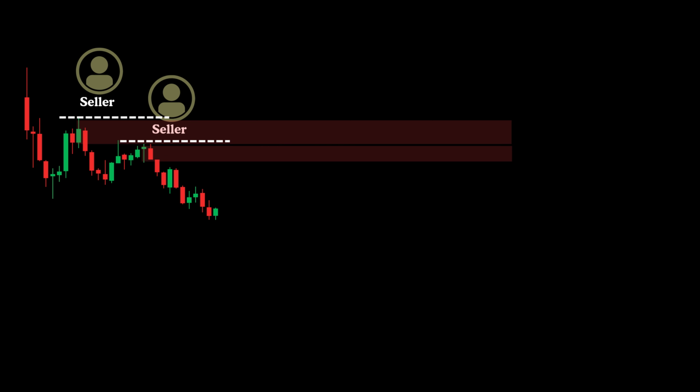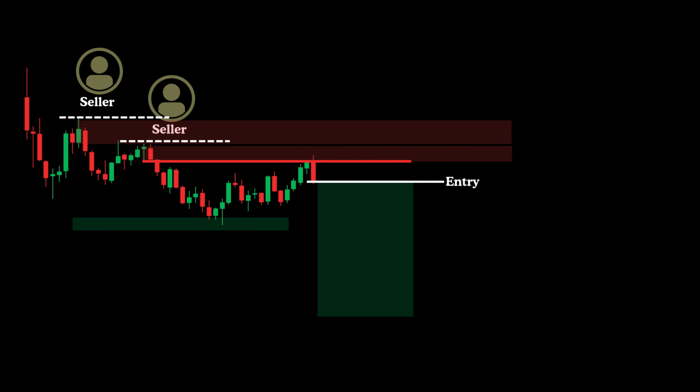For instance, in this example, once the price rejects from the lower side and enters our marked supply zone, we can open a short trade here. We can set our stop loss above the supply zone. Shortly afterward, the price rises, rejects from the supply area, and falls sharply.